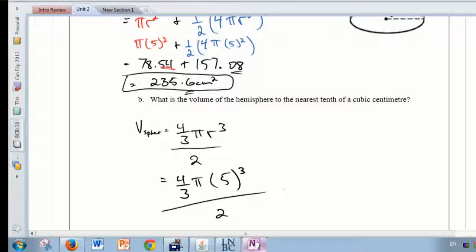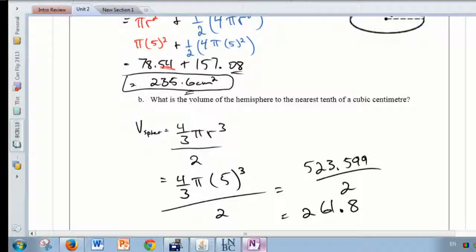Which ends up looking like 523.599 over 2. So all I've done is just calculated the top. Once that's done, I'm going to divide it by 2. And I'm going to end up with 261 point, in this case, 799, or 261.8.